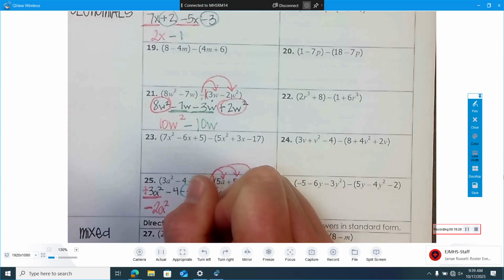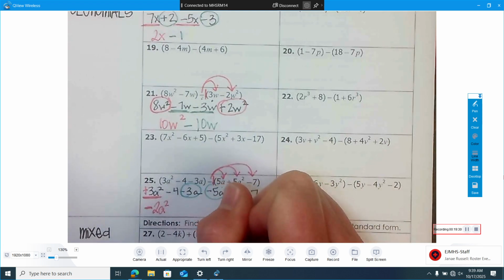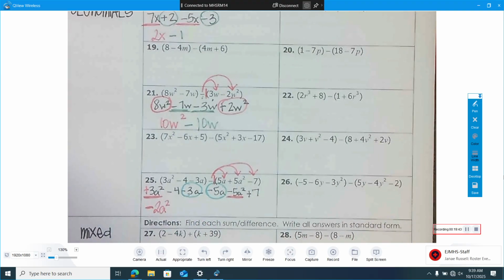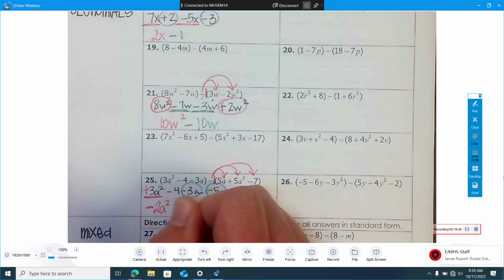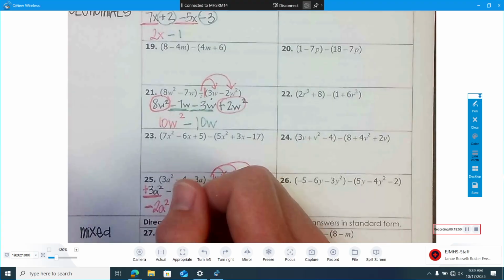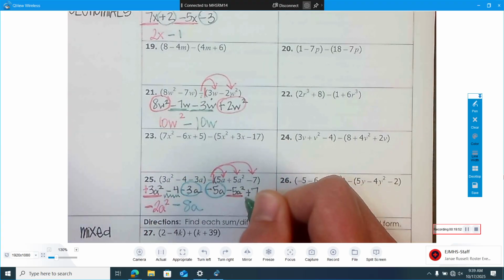-3a and -5a. They have the next highest power of 1. All right, -3a and -5a. The same team, or do they go to war? Same team. We got a lot of negatives here. 3 negatives and 5 negatives is how many negatives? 8. -8a. Very good. And then last we have a -4 and a +7.